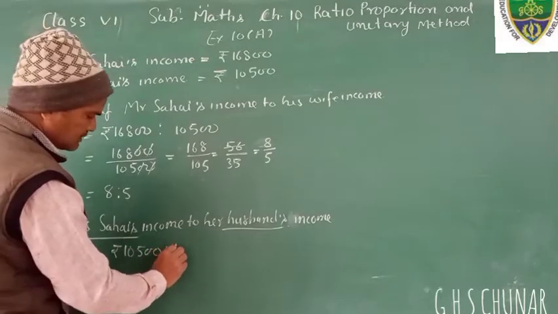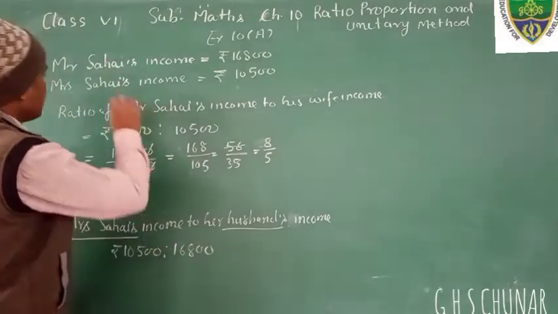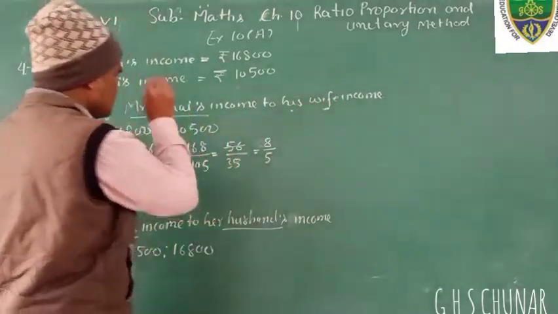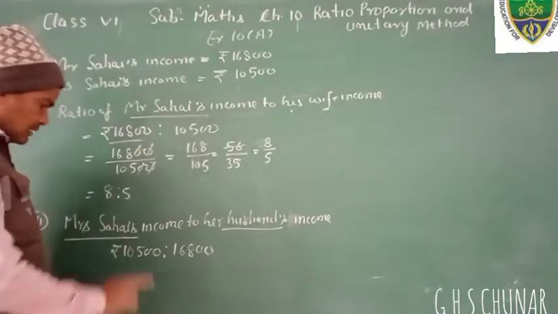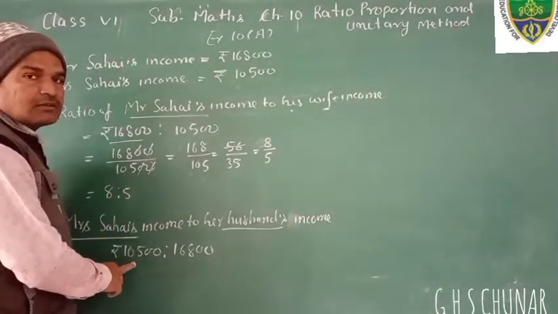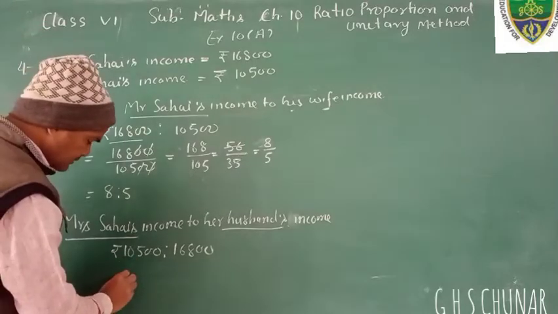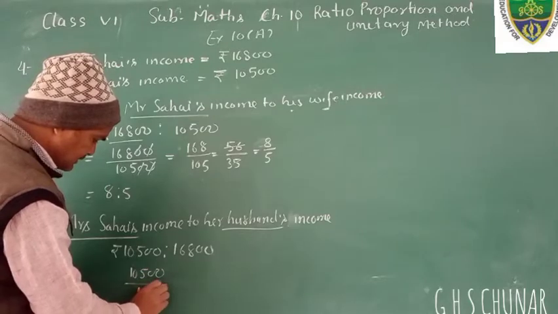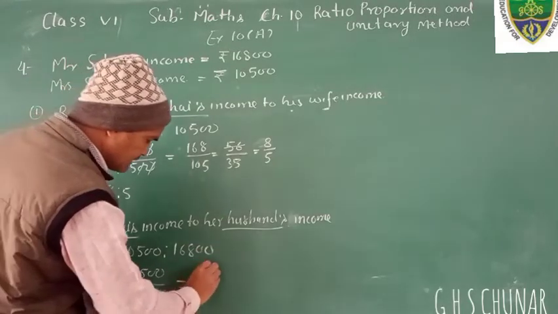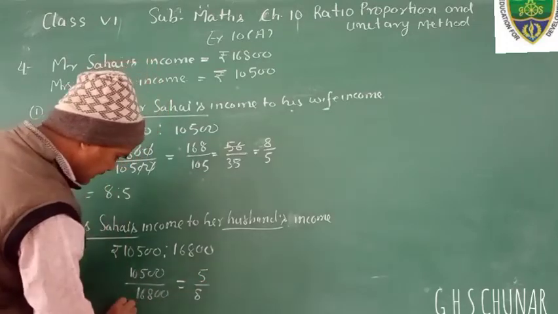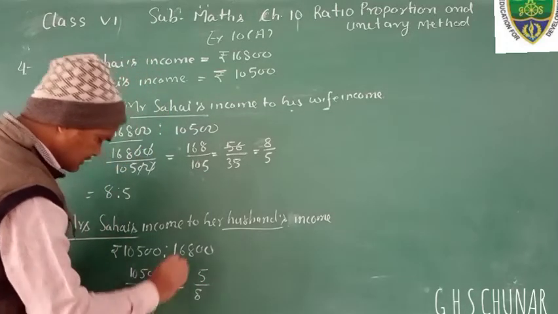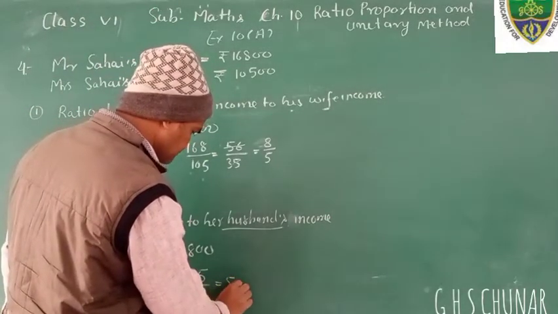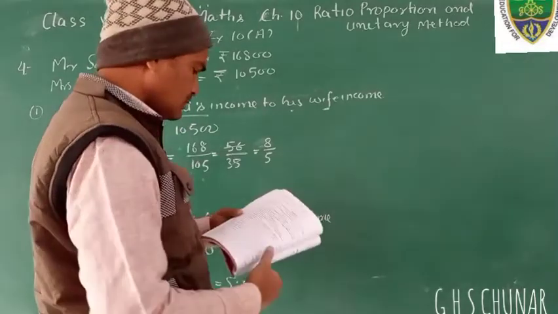ratio 16,800. Here it is given Mr. Sahai's income and his wife's, first is Mr. Sahai, so first we write Mr. Sahai. Here it is Mrs. Sahai's first, so first we write the income of Mrs. Sahai. That is 10,500 upon 16,800. When you simplify it, you will get 5 upon 8. That is 5:8.